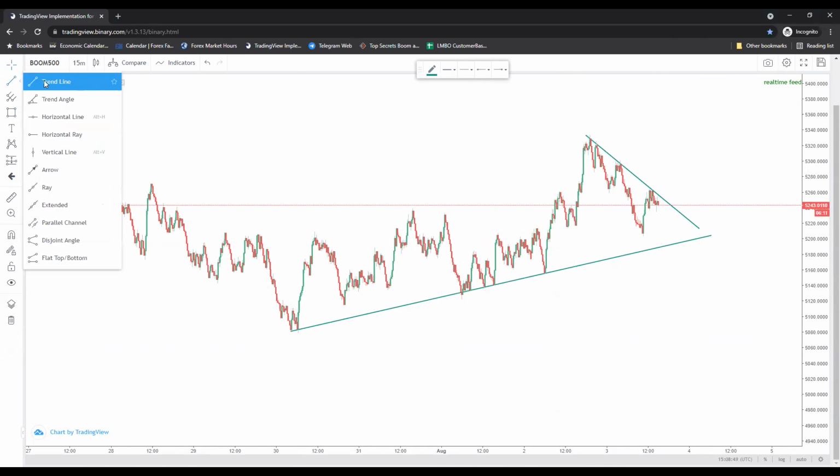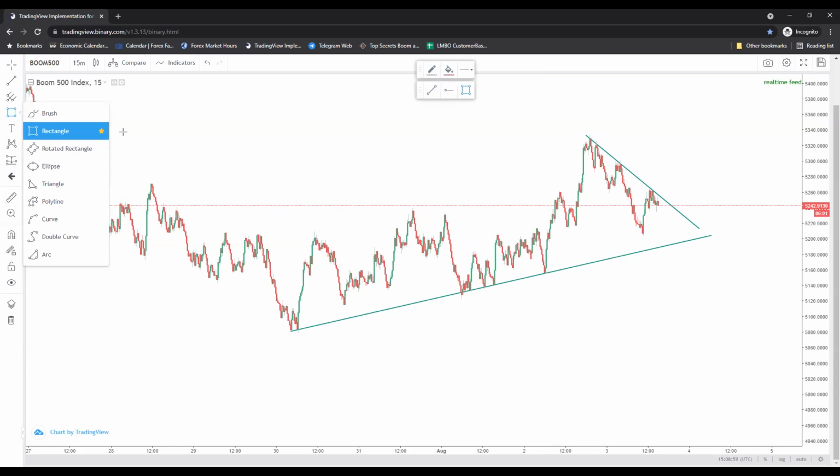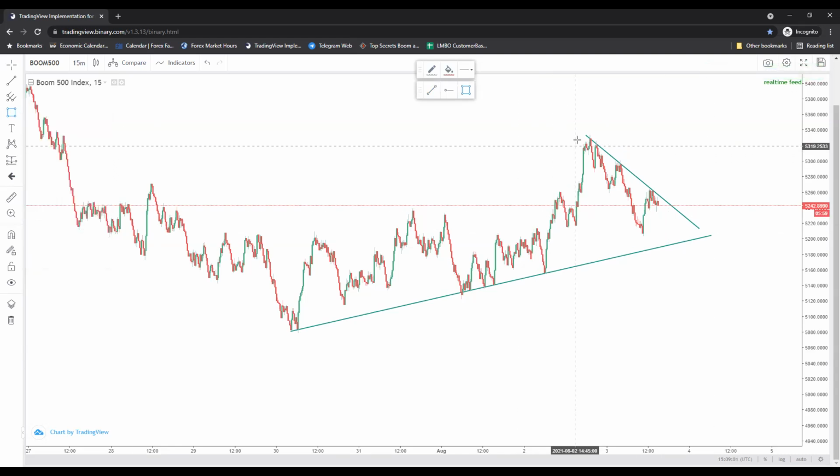What you can do better here: you can do the trend line, just put it in favorite. Then this horizontal ray, put it in favorite. Then you go to the rectangle, put it in favorite, and just save it. Whenever you draw something, remember to save it here, so next time when you open this chart it will remain the same.